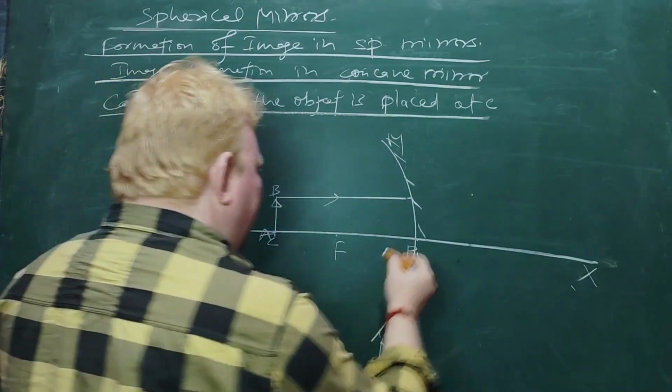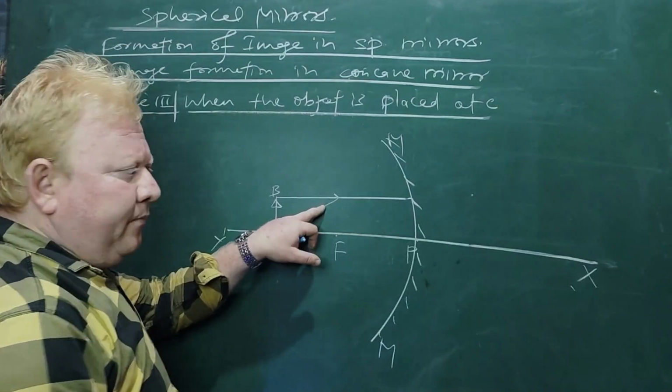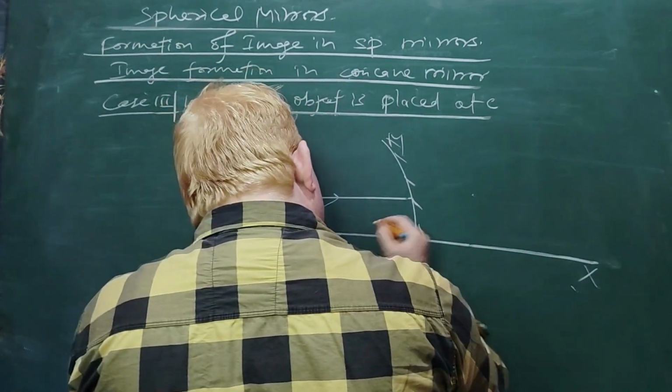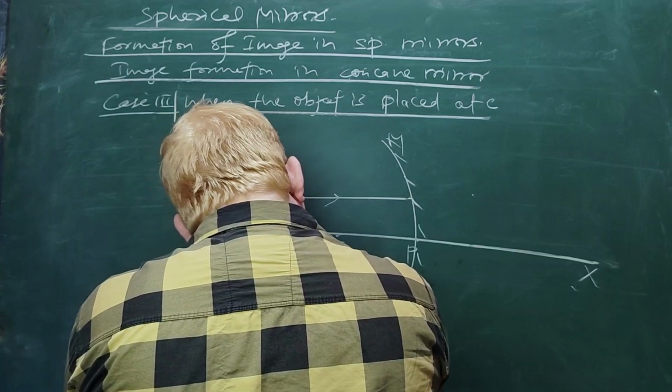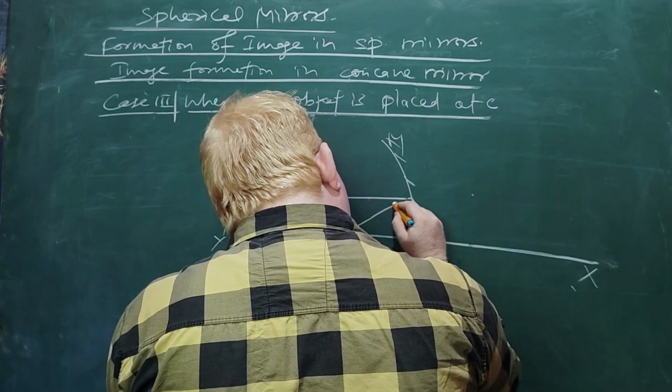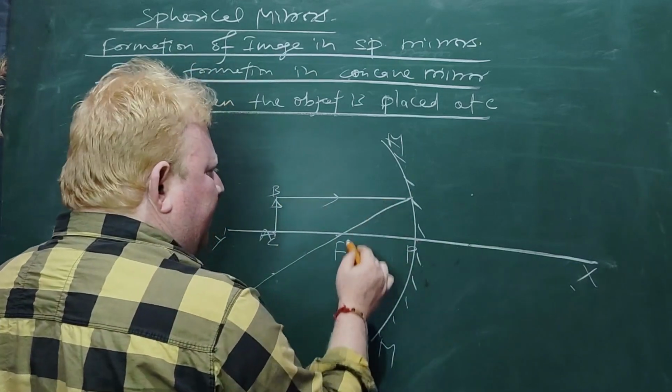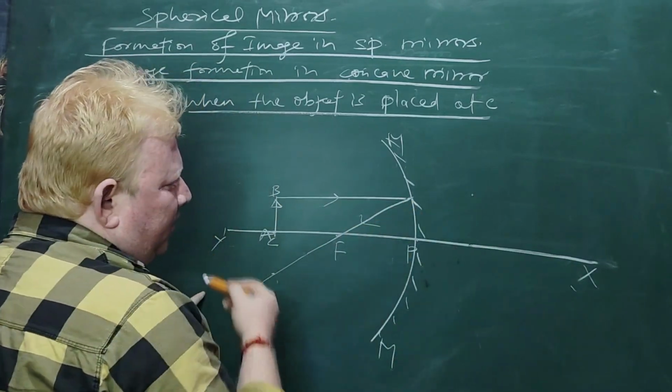Now you see light rays coming from this object AB, of course it is AB. After reflection, this light ray passes through focus. So let me draw a point passing through this focus. Okay? So light ray coming parallel to the principal axis after reflection passes through focus.